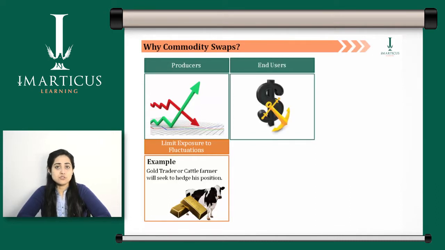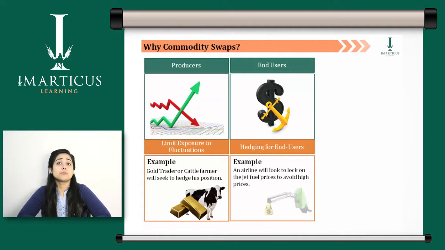Next we have end users, those who deal in commodities and need to hedge the prices at which they can purchase these commodities. For example, an airline will need to lock the price of jet fuel it needs to purchase in order to satisfy the peak in-season demand for travel.